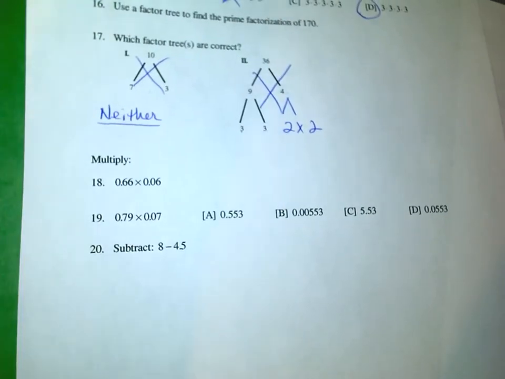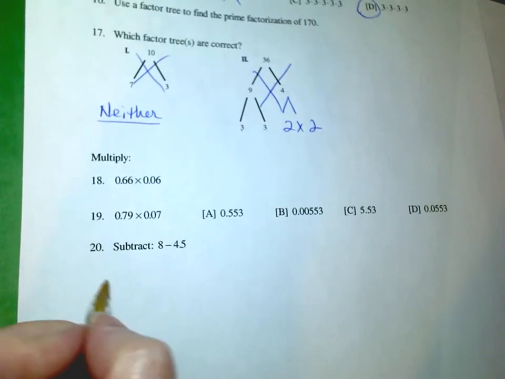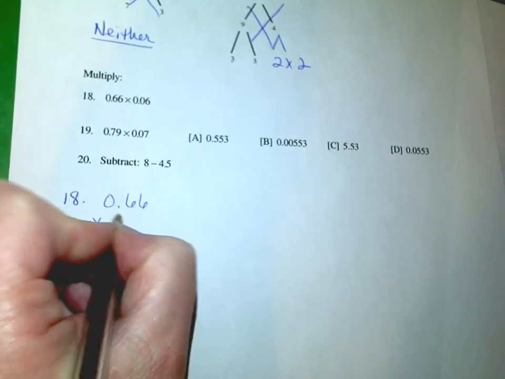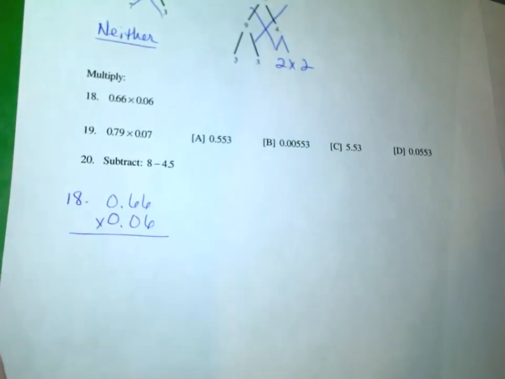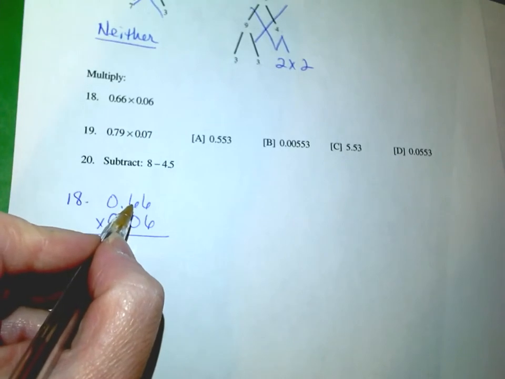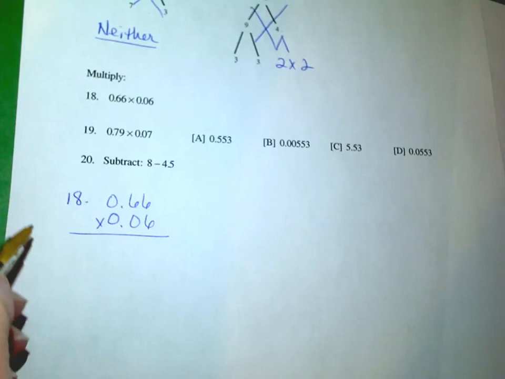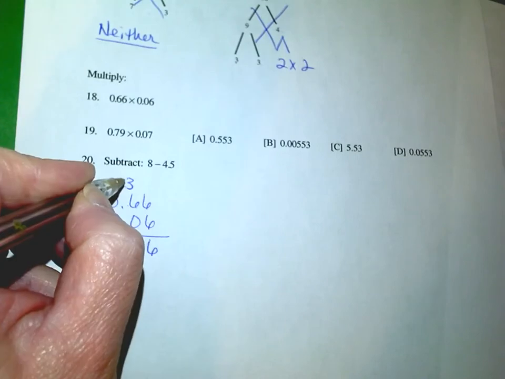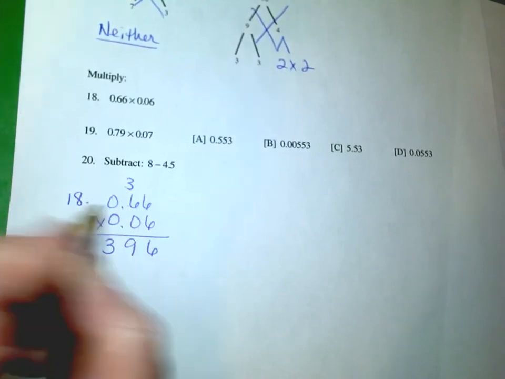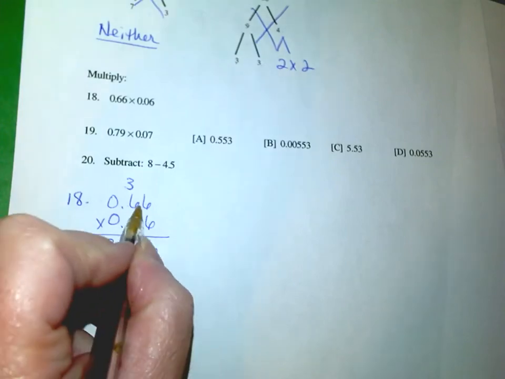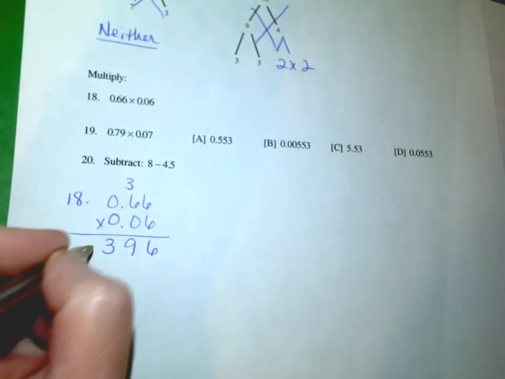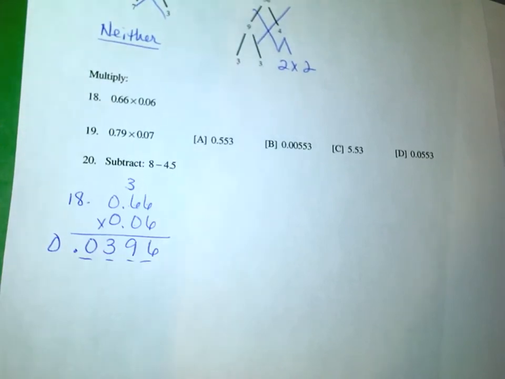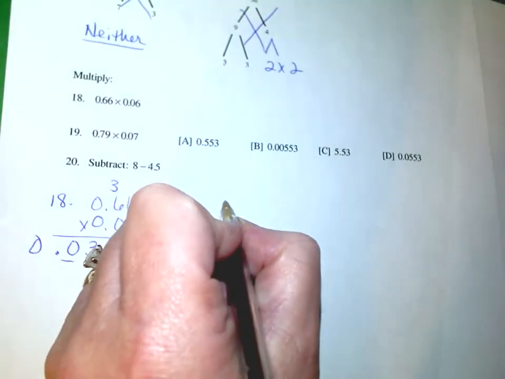The next two questions are multiplying decimals. We'll work 18 out down here. 66 hundredths times 6 tenths. You're going to multiply this just like you would multiply 66 times 6 at first, and then place the decimals afterwards. So 6 times 6 is 36. 6 times 6 is 36, plus 3 is 39. I don't have to multiply the zeros out. All I have to do is count how many digits are behind the decimal in my problem, and that's how many there need to be in my answer. And that's the answer.